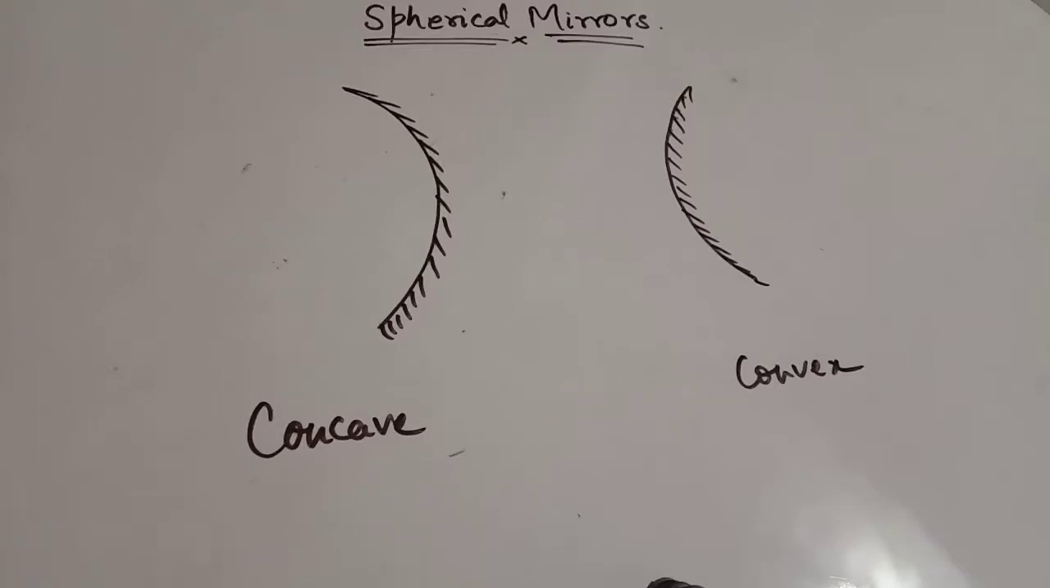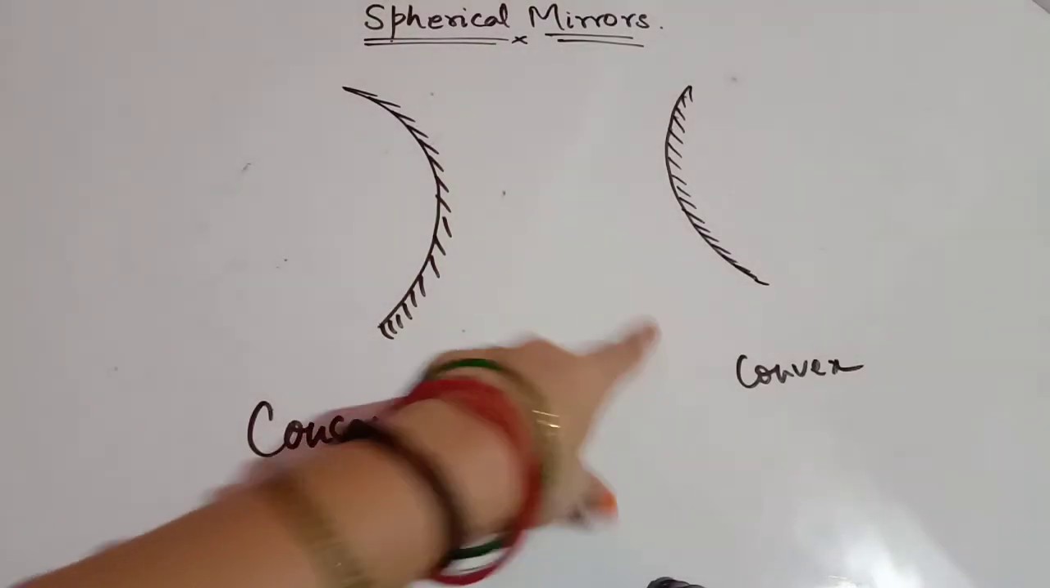In this video we will discuss everything related to spherical mirrors, ray diagrams and the numerical questions. So, to the point, this mirror is known as the concave mirror and this is the convex mirror.